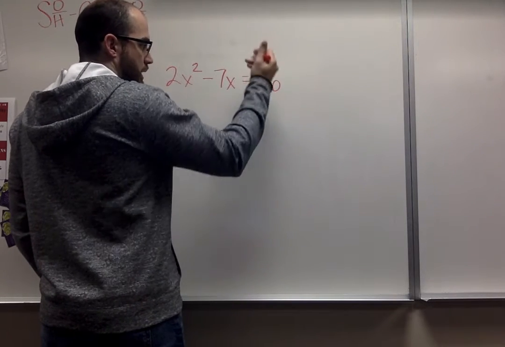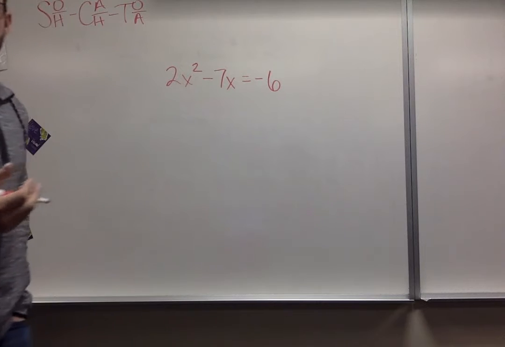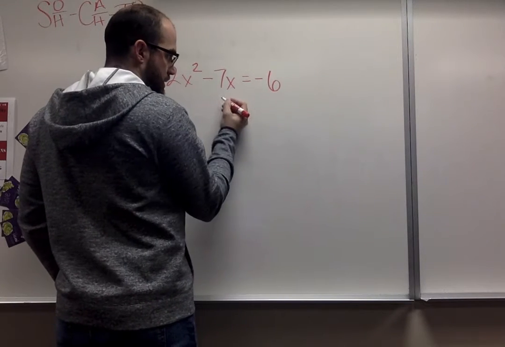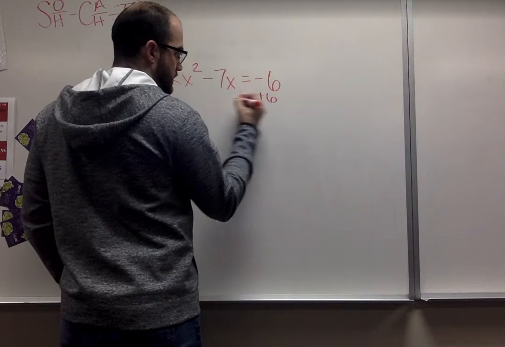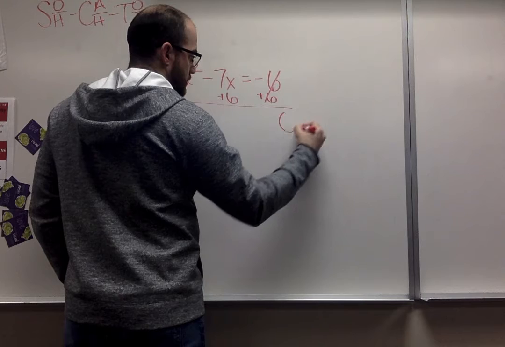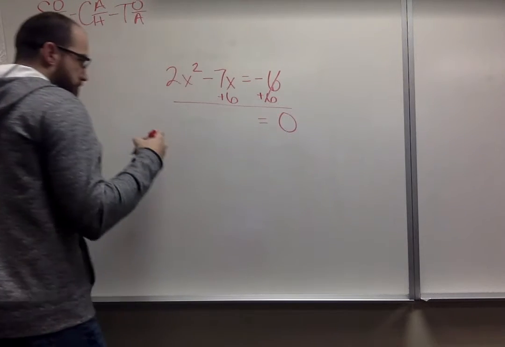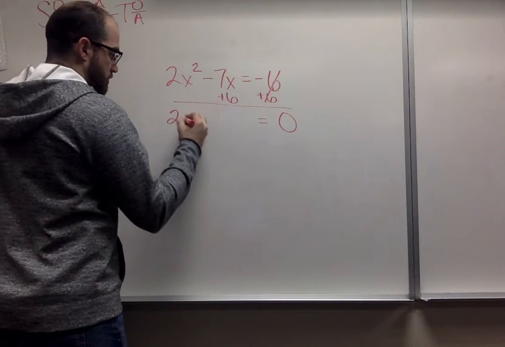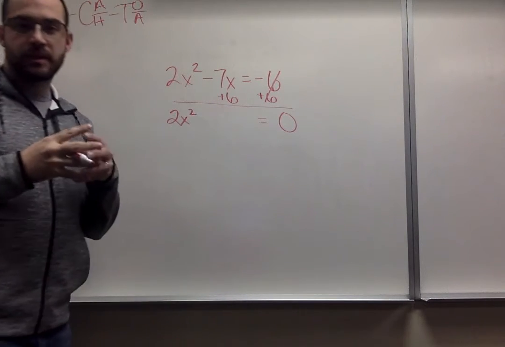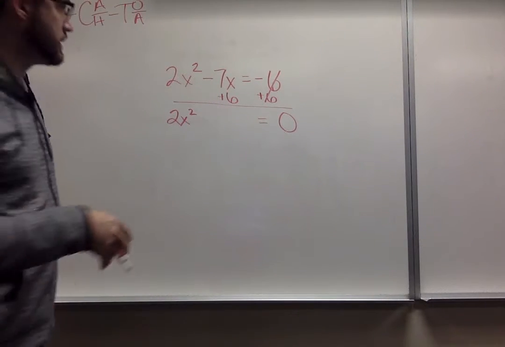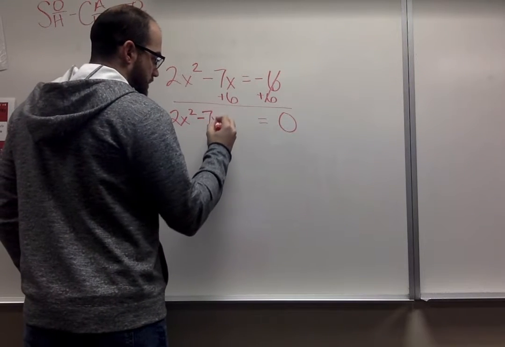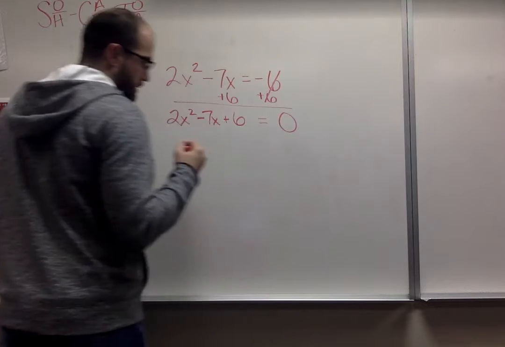Okay? So again, in any normal mathematical process, if I'm trying to get rid of this thing, I'm going to have to do the opposite. So right now I'm going to add 6 to both sides. That cancels the 6 out, so that gives me a 0 on the right. On the left side, I've got 2x squared. The 7x and the 6 can't be combined because they're not like terms. The 7 has an x with it, the 6 does not, so I have 2x squared minus 7x plus 6.